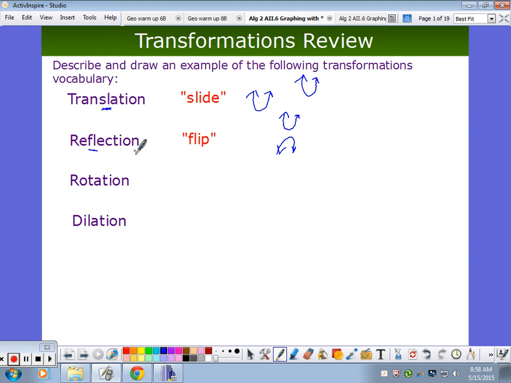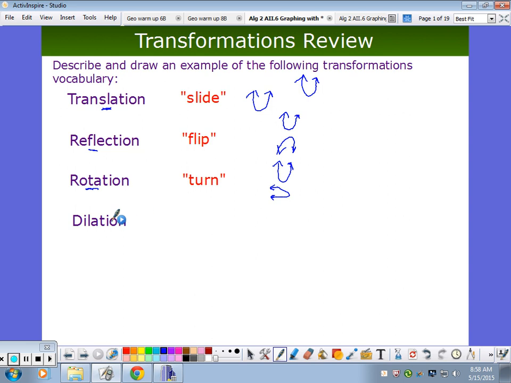Rotation. What's that baby word? Turn. Again, the T for turn. So this is what I'm starting with, the pre-image. Maybe one like this. That would be a turn, a rotation.